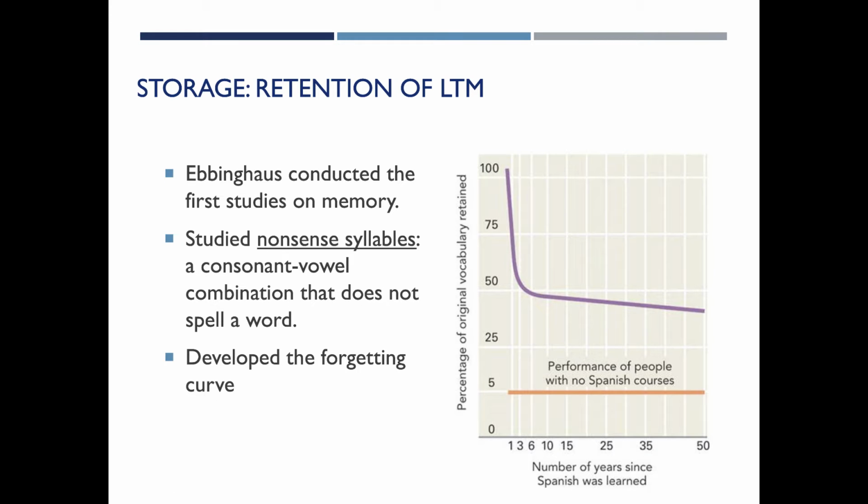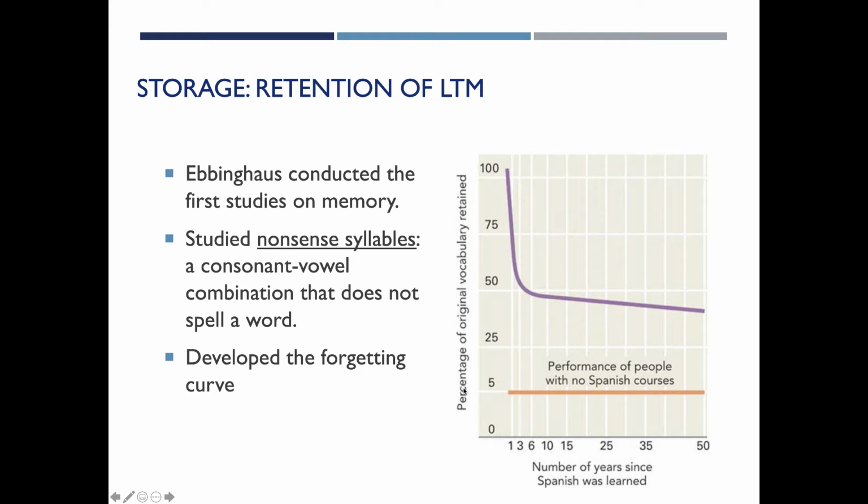So how well do we remember information over time? The famous psychologist Ebbinghaus conducted the very first studies on long-term memory, and he did so by studying nonsense syllables. These were consonant-vowel combinations that did not spell a real word, like TJR, JKL, or something like that. He memorized these nonsense syllables and then tested his memory for them over time. And he did all these on himself.